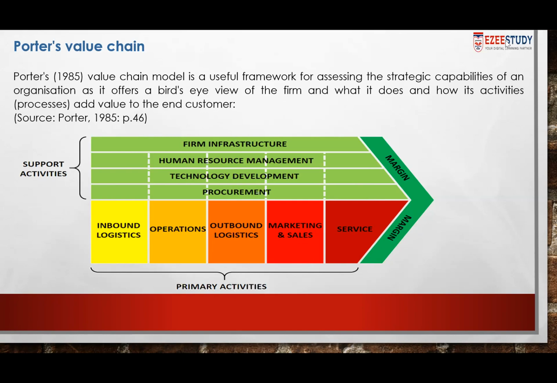According to Porter, the primary activities start from inbound logistics, operations, outbound logistics, marketing and sales, and after sales services. These five are the primary activities of any value chain. Then to support these activities, there will be support activities called firm infrastructure, human resource management, technology, and procurement.